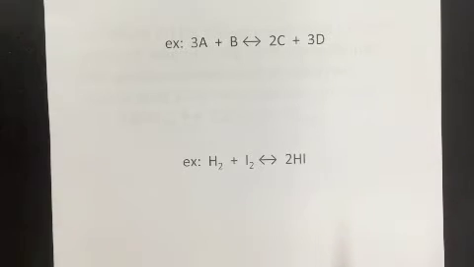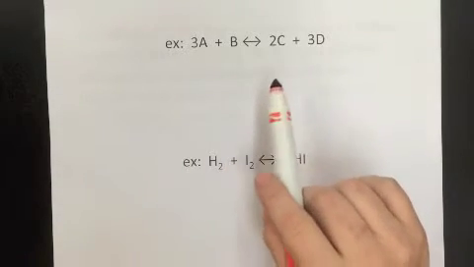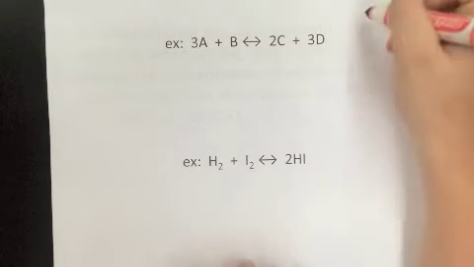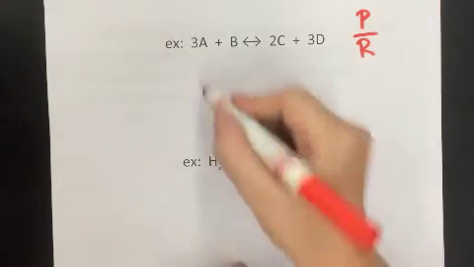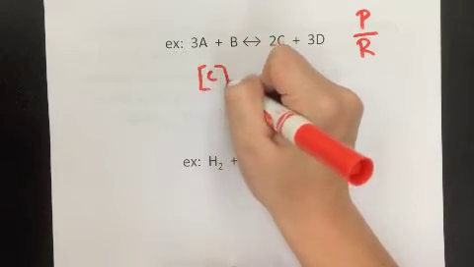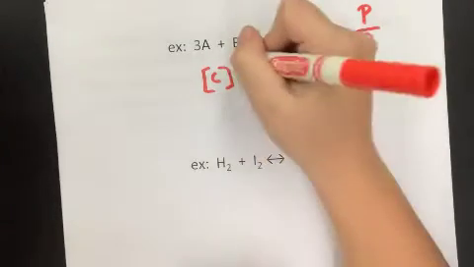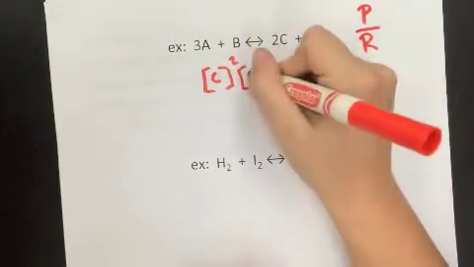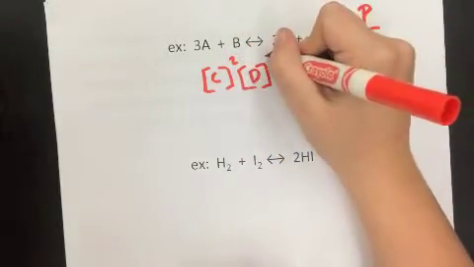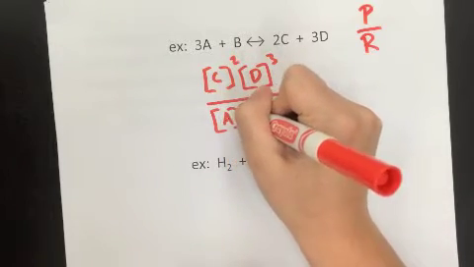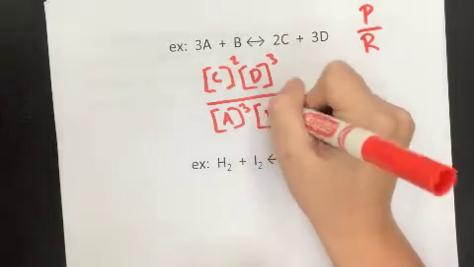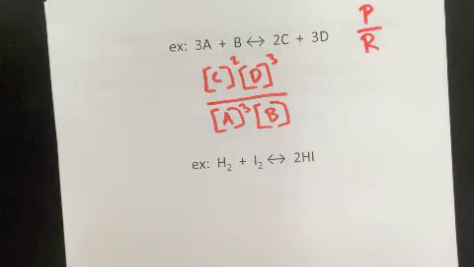So just using the alphabet here, 3A plus B produces 2C plus 3D. The main thing you've got to remember is that it's products over reactants. So this means we're going to put C in the brackets, because that means concentration, raised to the 2, times D raised to 3, divided by A raised to 3 times B. And that's it. That's all you have to be able to do for the equilibrium constant.